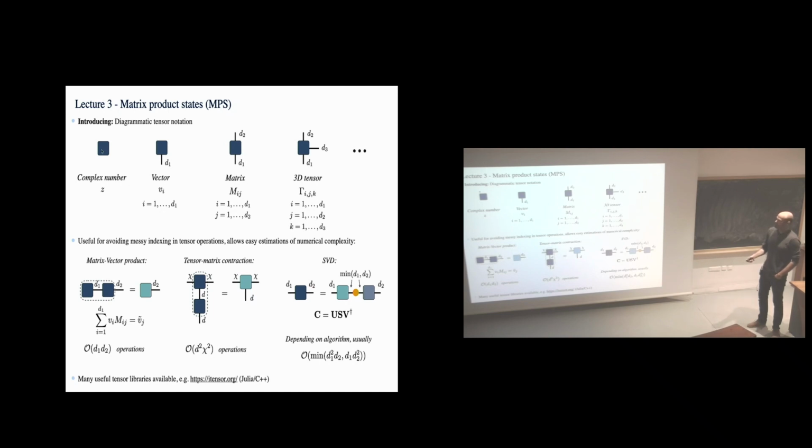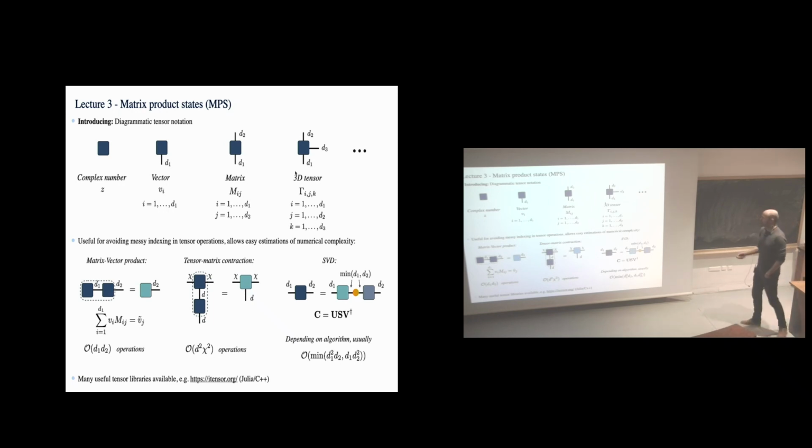So if I have this object here that is just a blob, this is in general some complex number, let's call it C. If I put a little line out of the object and call it D1, then this object has one index i that runs from 1 to D1, so this is going to be a vector. If I have two lines coming out, I have in general two indices, so this describes a matrix. If I have three, then I have a three-dimensional tensor, and so on and so forth. That way I can write down all the high-dimensional tensors that I'm going to need, and it avoids writing down messy sums.